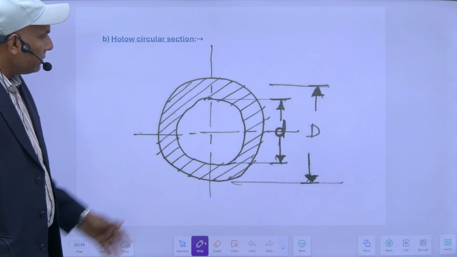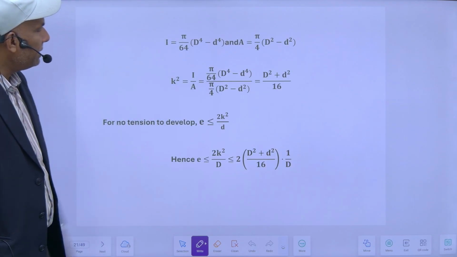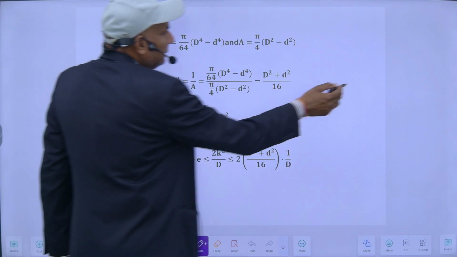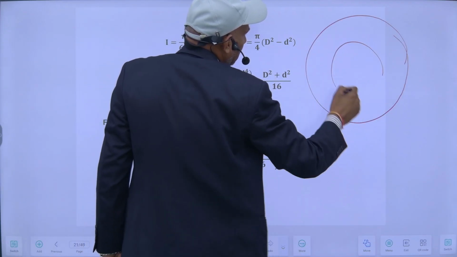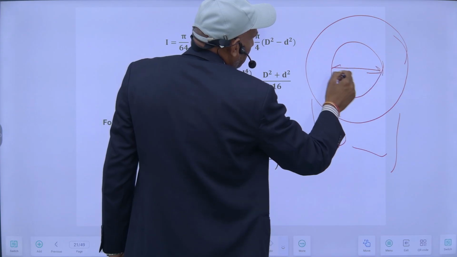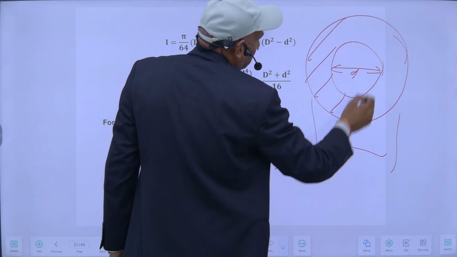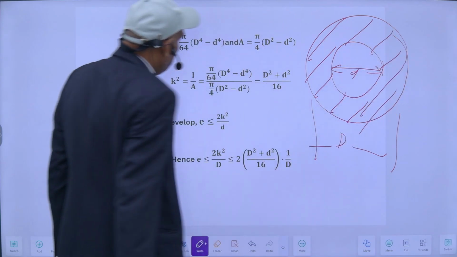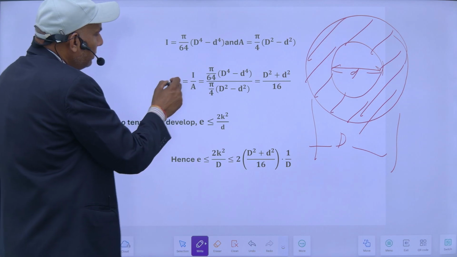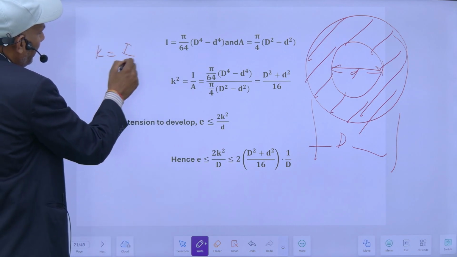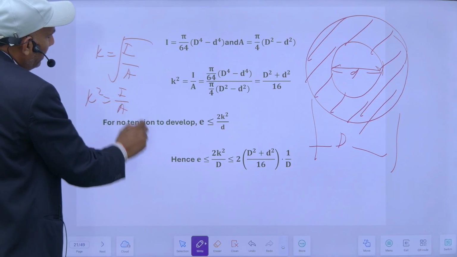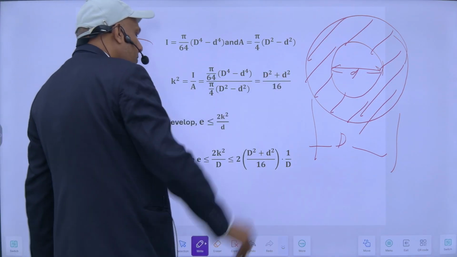In case of hollow section also, my moment of inertia is equal to pi upon 64 times outside diameter to the 4 minus inside diameter to the 4. So this is D and this is small d. So my moment of inertia will be this one, area will be this one. So K is equal to I upon A, the radius of gyration, so K square is equal to I upon A. So it will be D square plus d square upon 16.